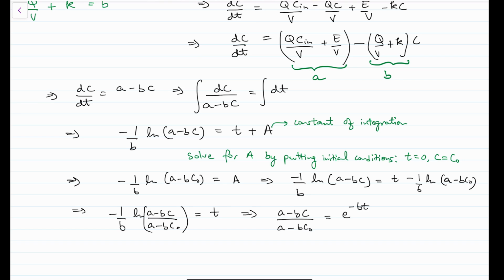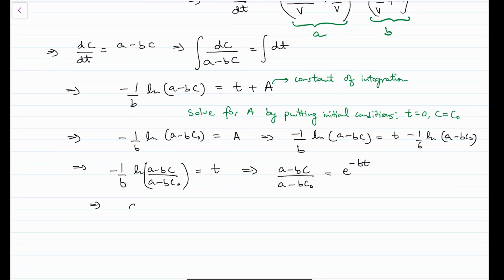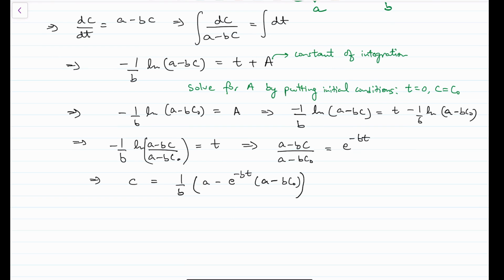And if we solve this further, or try to separate out C, we would get C is equal to 1 over B times (A minus e to the power minus bt times (A minus BC naught)). So I'm just trying to simplify this equation here.